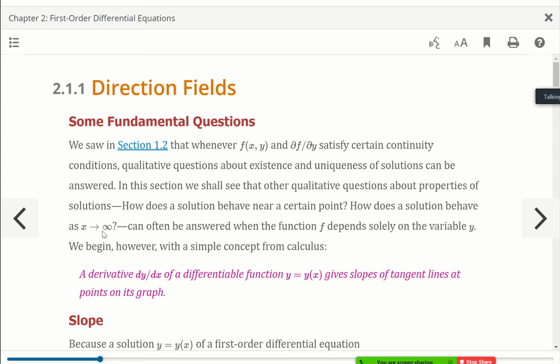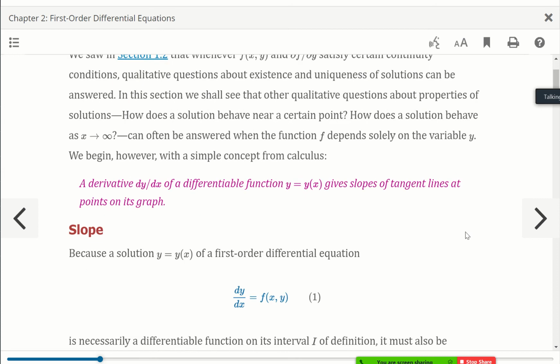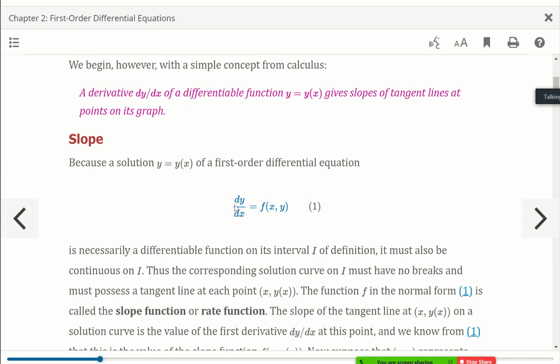This is something that we can actually determine without necessarily having to solve the differential equation, especially when f depends solely on the y variable. And this is going to bring us to the concept of what's called a slope field. First of all, recall from calculus that the derivative dy/dx of a differentiable function y equals y of x, so y is a function of x, gives the slope of the tangent lines at the points on its graph. Let's suppose that we have dy/dx equal to some function of x and y.